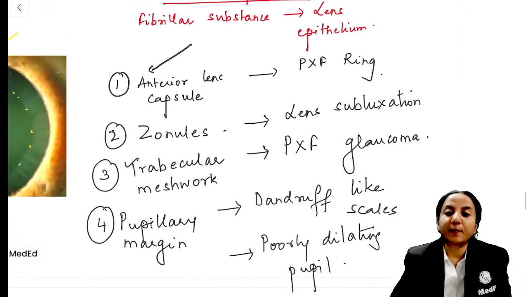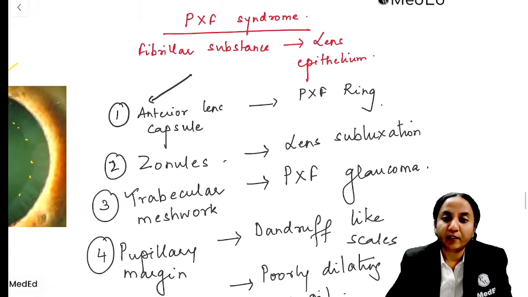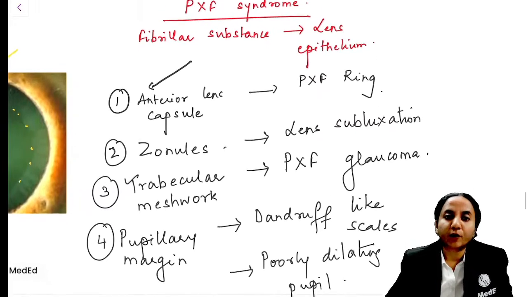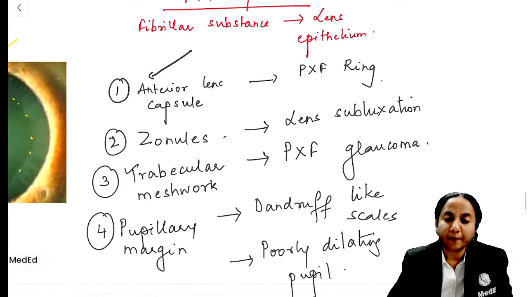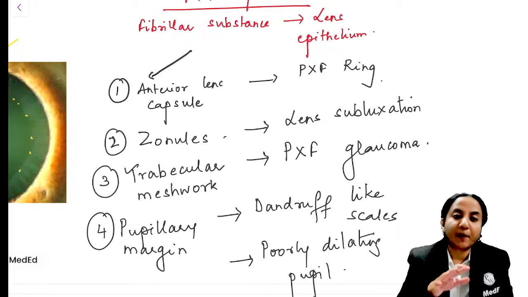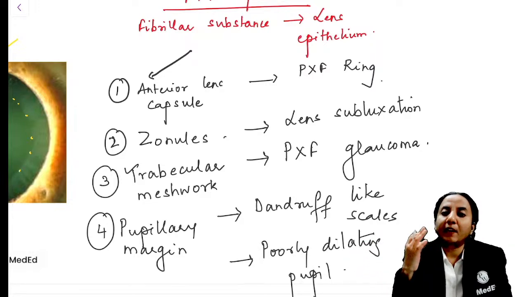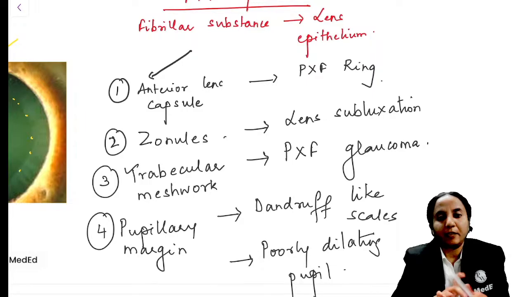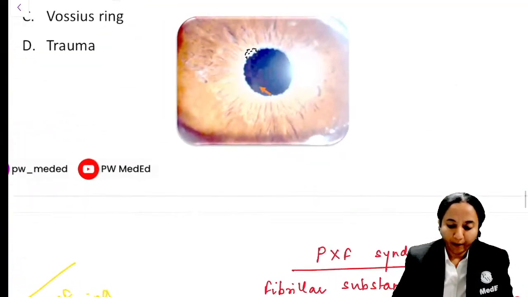So one thing has been asked, there is a high probability that others may be asked. So just to go over this, PXF syndrome is because of the deposition of this fibrillar substance which is produced by the lens epithelium. It gets deposited in these places: the anterior lens capsule giving rise to the PXF ring, zonules giving rise to lens subluxation, trabecular meshwork giving rise to PXF glaucoma, and pupillary margin where you will get dandruff-like scales and a poorly dilating pupil. Okay, so this is about your PXF.